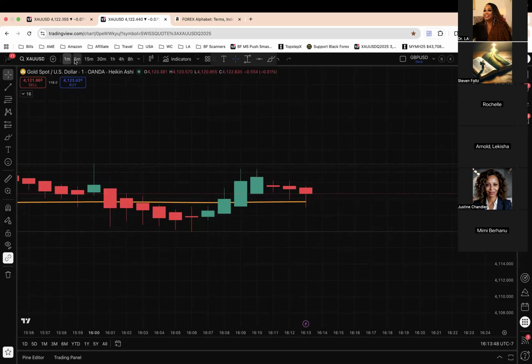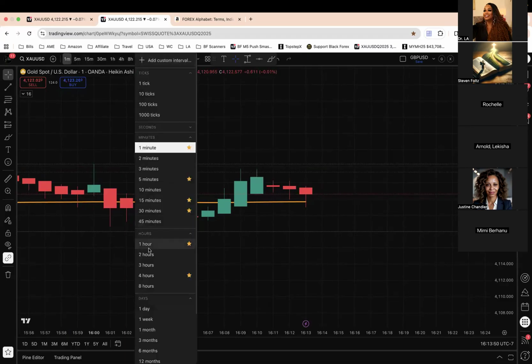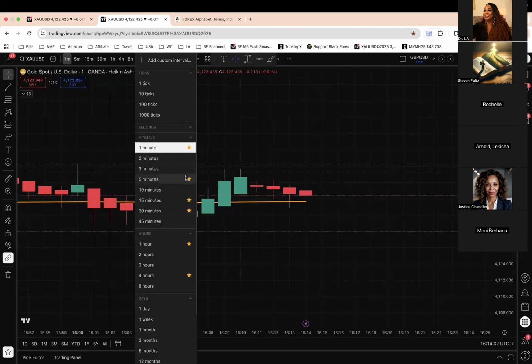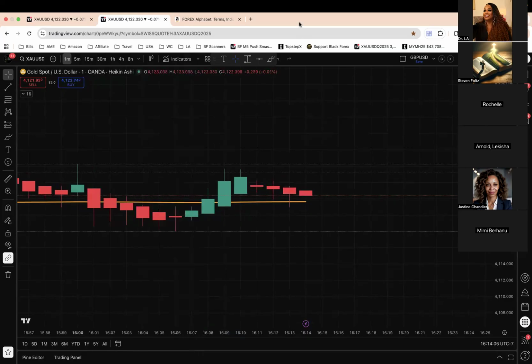Next to it are going to be your time frames. We typically star the time frames that we are looking at the most, which is the 1 minute, the 5 minute, the 15, the 30, and the 1 hour. We're primarily going to be working off the 1, the 5, the 15, and the 30 minute. So if you have not starred that, please make sure that you go ahead and star that. And you just press the star next to it.